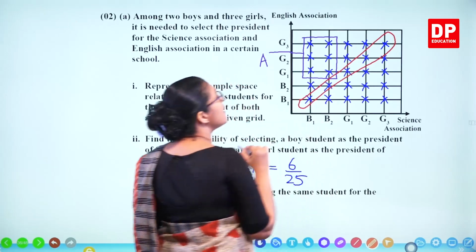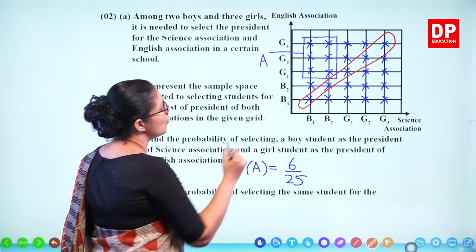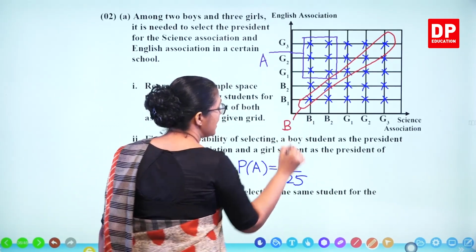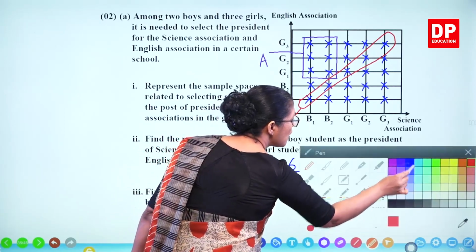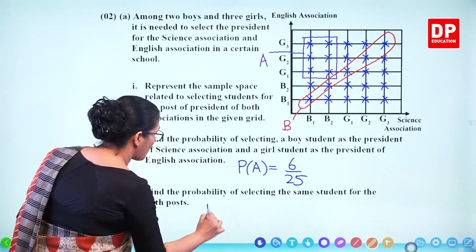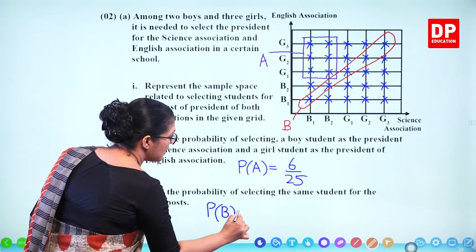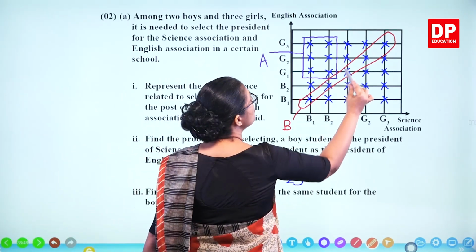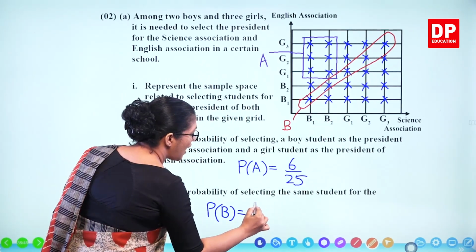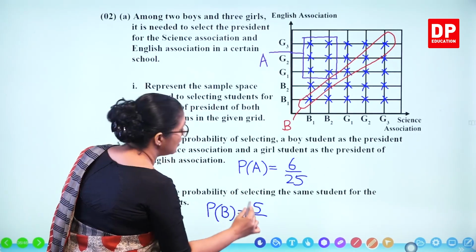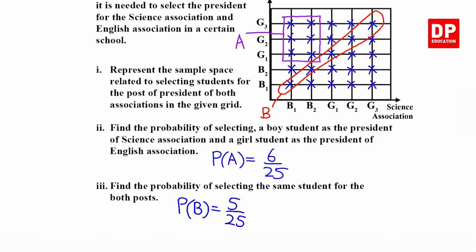So only this part you can take. If you take this one, it is B. So what's the probability of getting B? How many outcomes? 1, 2, 3, 4, 5. 5 out of 25. Let's divide by 5. You get 1 over 5.